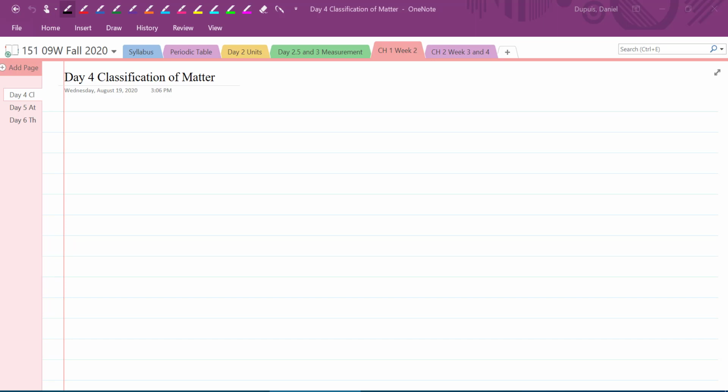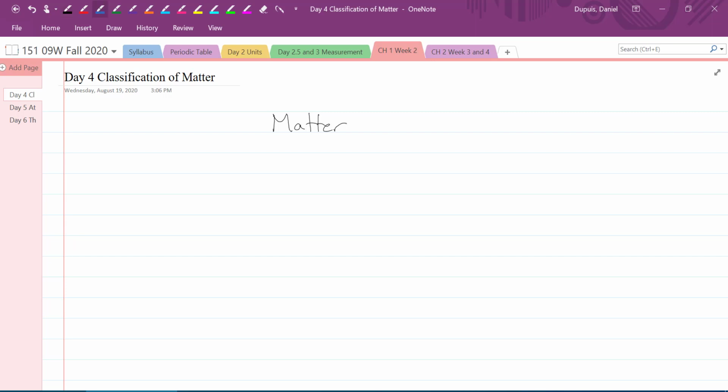Classification of matter. We need to classify matter, not how it's made, but how we talk about it. So first we have to define it.